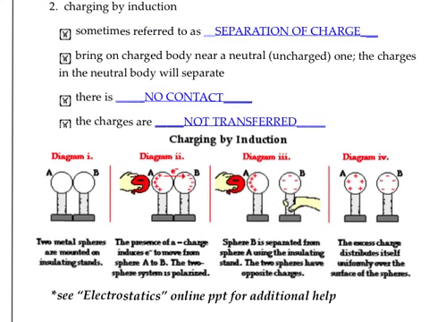The other way that we can charge objects is by induction, and sometimes you'll see this called the separation of charge. And so what happens is we take a charged object and we bring it near an uncharged one, or a neutral one. There's no physical contact, and the charges do not transfer from one to the other, so they just separate within the different objects. And also, if you want to pause the video and look through a diagram, I have an example for you, and then I will probably post an additional PowerPoint on Google Classroom to give you a better idea of some more examples for electrostatics.